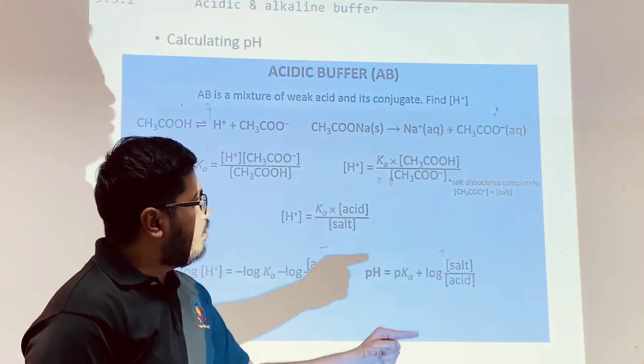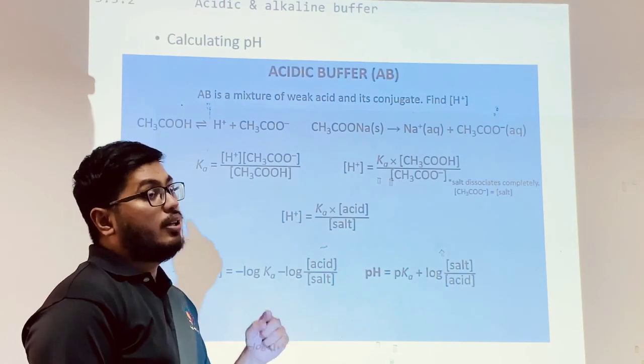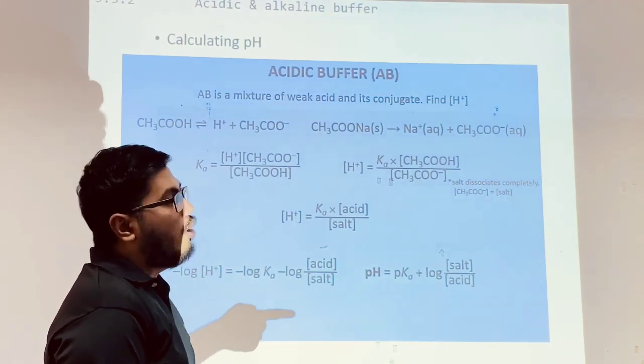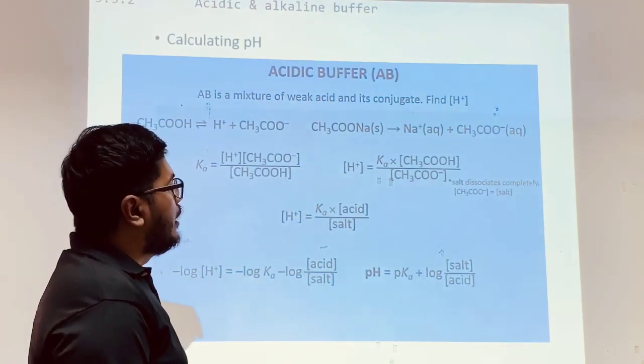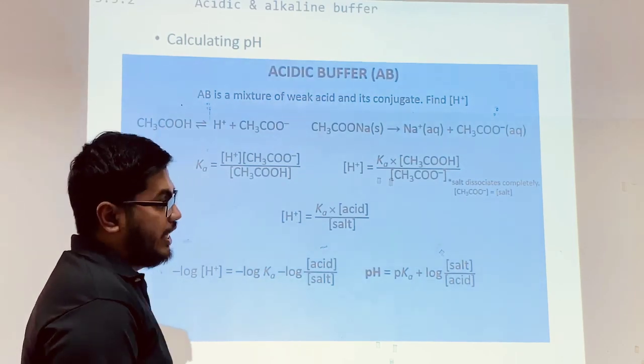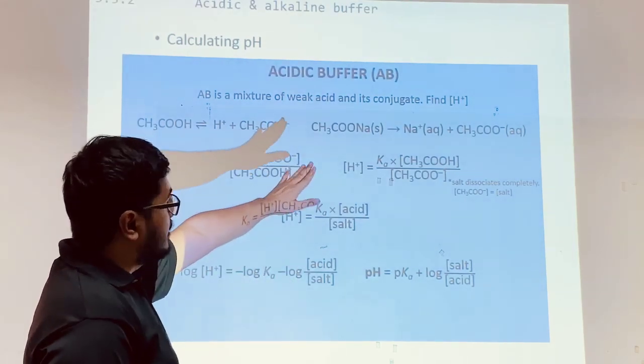So awak just perlu masukkan directly. So kena ingat concentration is mole of solute over volume of solution in liter. Okay, this is for acidic buffer.